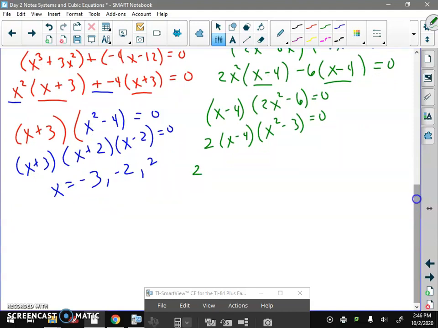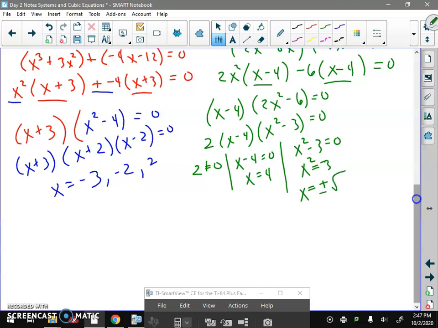2 can't equal 0, so that doesn't give me a solution. X minus 4 equals 0, so that gives me x equals 4. X squared minus 3 equals 0. X squared equals 3. X equals positive or negative radical 3. So those are our 3 solutions. Radical 3, negative radical 3, and 4. If we solve that on our calculator, we'd find radical 3 to be about 1.7, something like that.